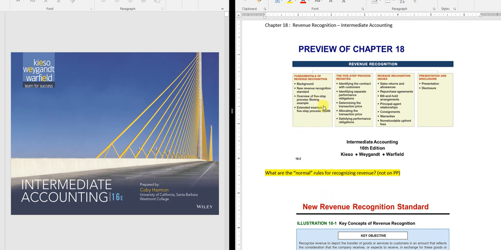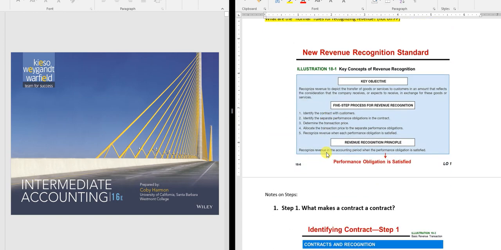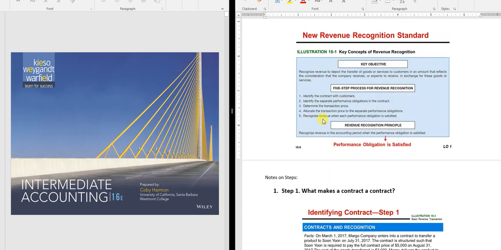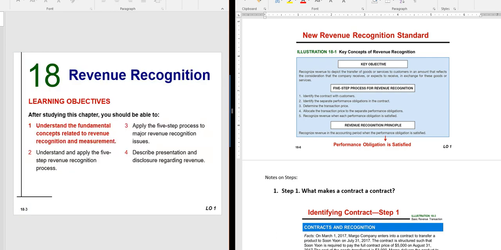So we're going to talk about these things, the fundamental things, the 5 steps. You need to know some terminology in this area, and then some things that might be a little bit difficult, and some presentation and disclosure issues. Okay, so the first things are that we're going to go through these 5 steps. Make sure you go through each of those 5 steps and understand that those are the 5 steps.